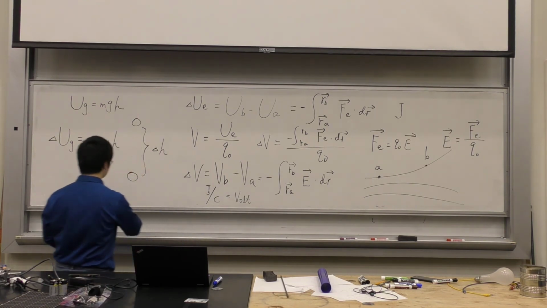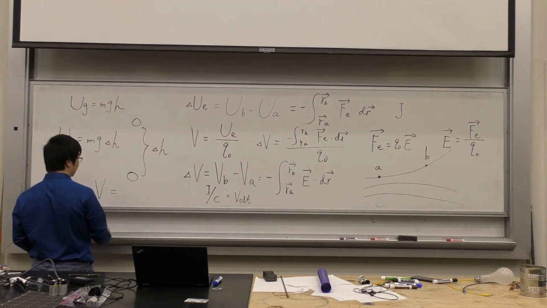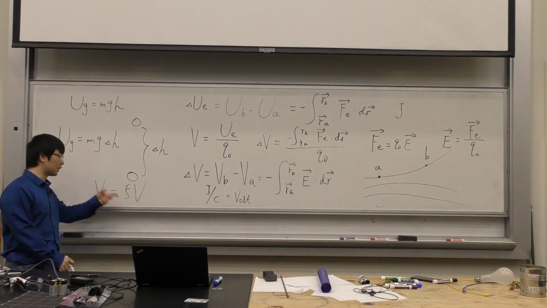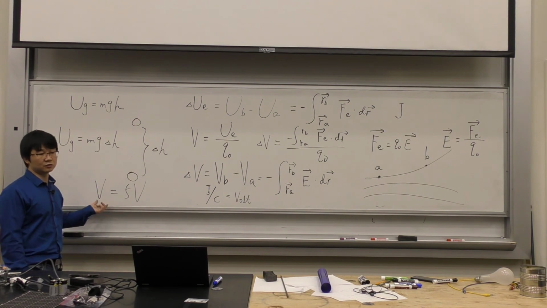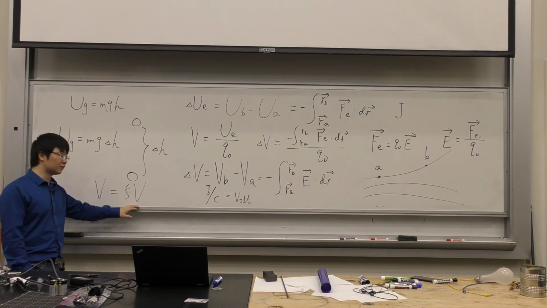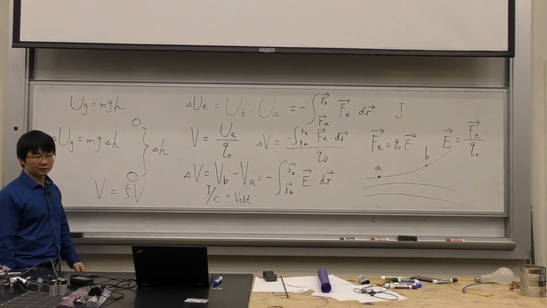So sometimes you can see a potential at some point is like 5 volts. That doesn't mean V equals 5 times V. Otherwise, the solution is V equals 0, right? This means the potential equals 5 volts. That's the unit. Okay, all right.